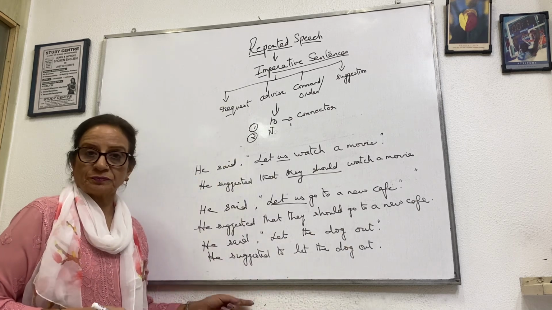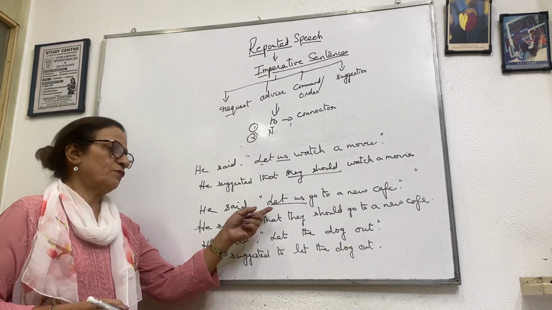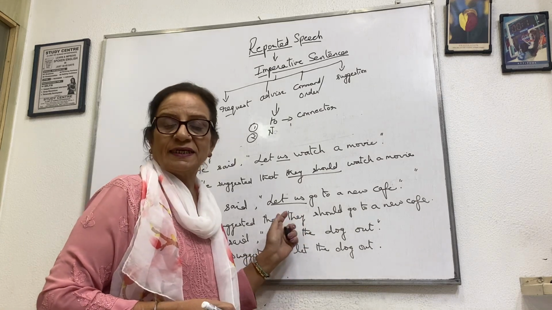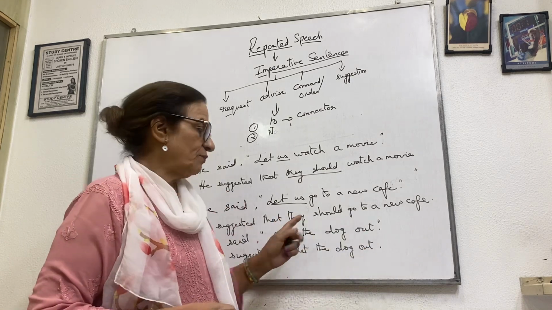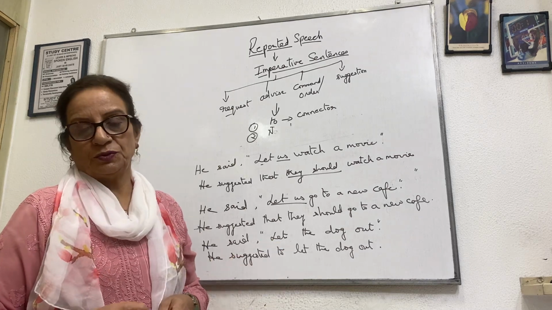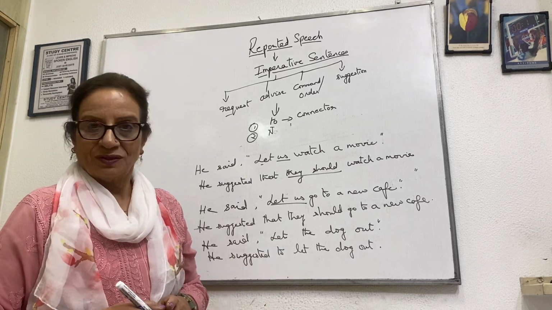Okay? So this is the difference. If it is "let us", then we have to use "that" as a connector and "they should". But if it is only "let", then only we use "to" as the connector. Is it clear?